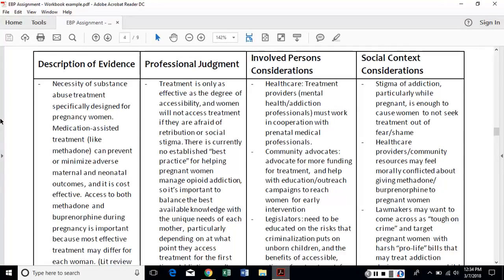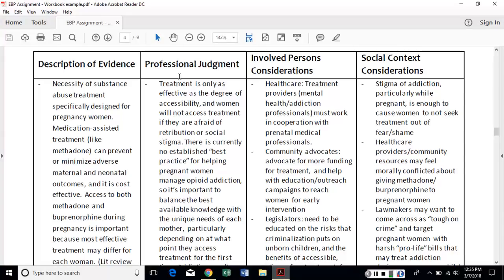Because what we have to keep in mind, again, is that the different components of evidence-based practice are right in front of us. So we have to understand the evidence. What does the evidence say? What is our professional judgment? So in your opinion, from working with people with opiate addictions or from talking to their families, what do you think would work best?